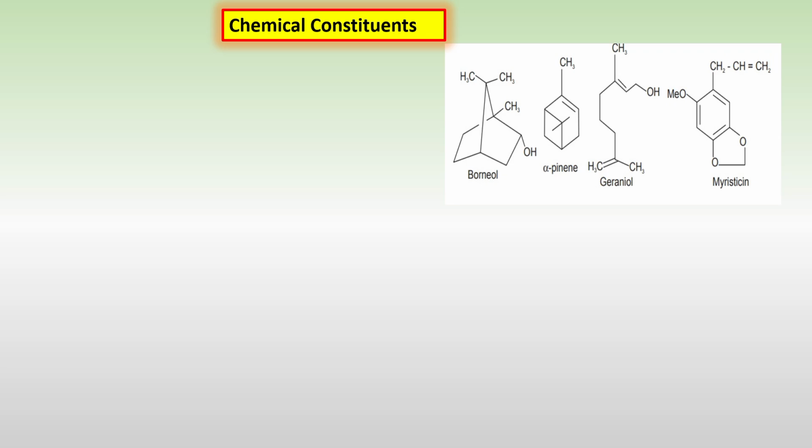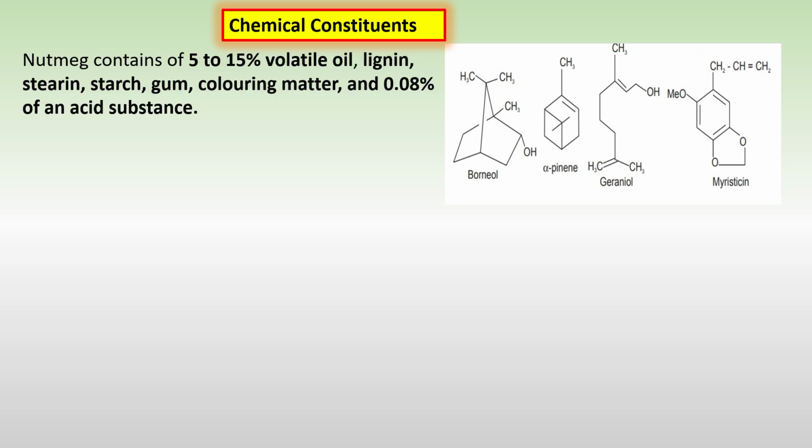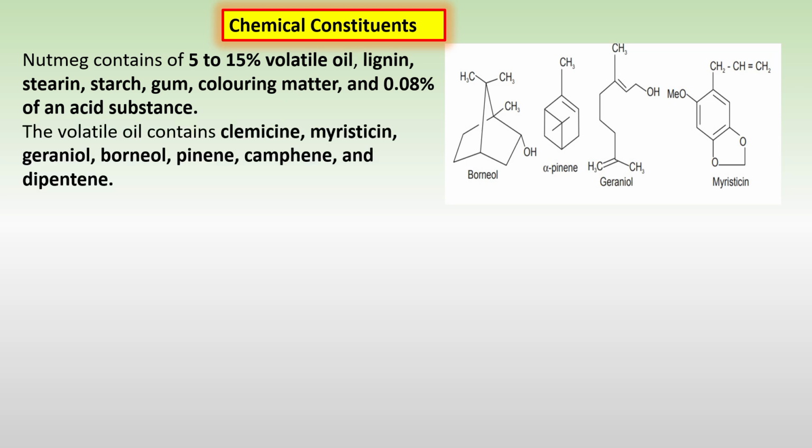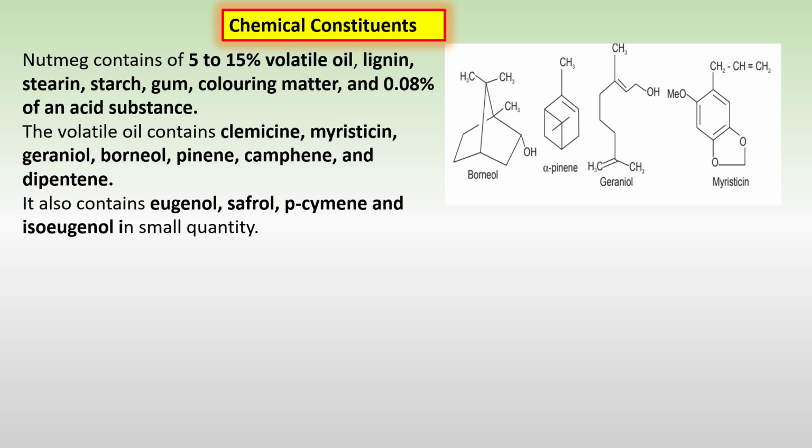All of them are terpenes, which are present in nutmeg as volatile principles. Nutmeg consists of 5 to 15% of volatile oil, lignin, stearin, starch, gum, coloring matter, and 0.08% of an acid substance. The volatile oil contains sabinene, myristicin, geraniol, borneol, pinene, camphene, and dipentene. It also contains eugenol, safrole, paracymene, and isoeugenol in small quantities.